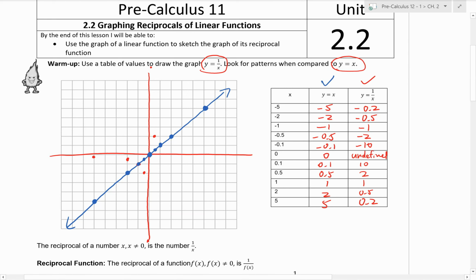When x is 1, the y value is still 1. Okay, so that again is the same point. When x is 2, this becomes 0.5. When x is 5, 1, 2, 3, 4, 5, the y value is 0.2, somewhere there. Okay, so the graph looks something like this if we join the points together.